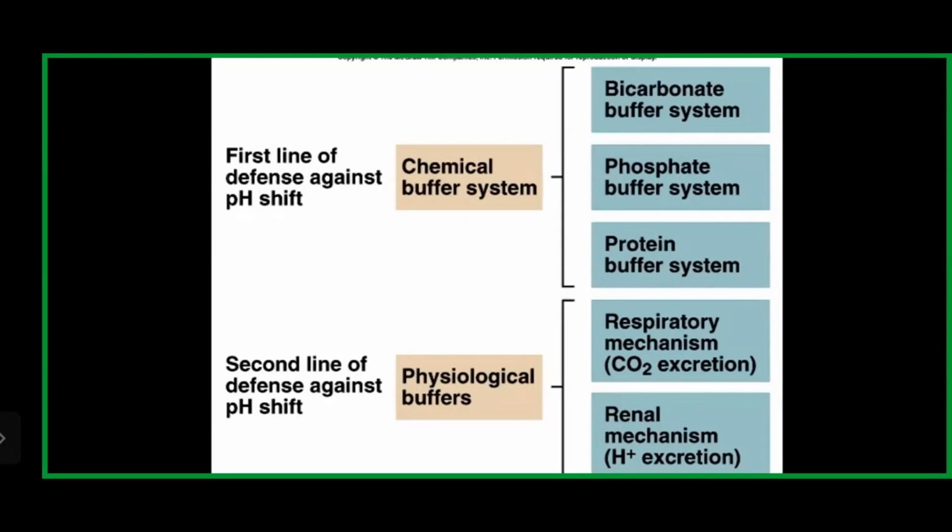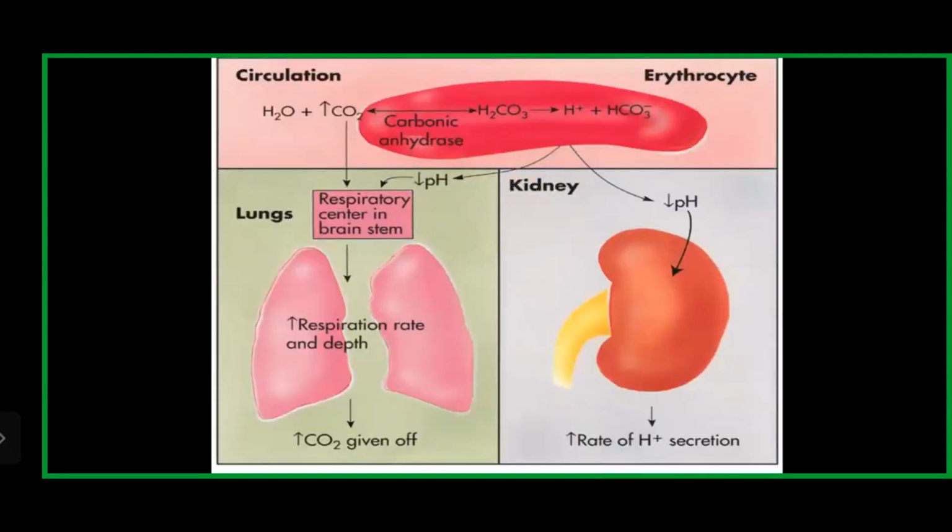When the HCO3 minus reserve gets exhausted, then comes the second line of defense of the pH, that is the respiratory mechanism and the renal excretion mechanism. Here we can see that when H plus is added to the system, the second line of defense mechanism gets activated. In the kidney, the pH decreases, and this excess of H plus ions is excreted by the kidneys in the form of H plus secretion.